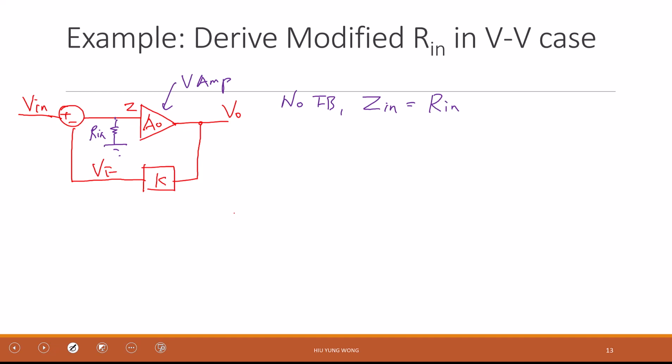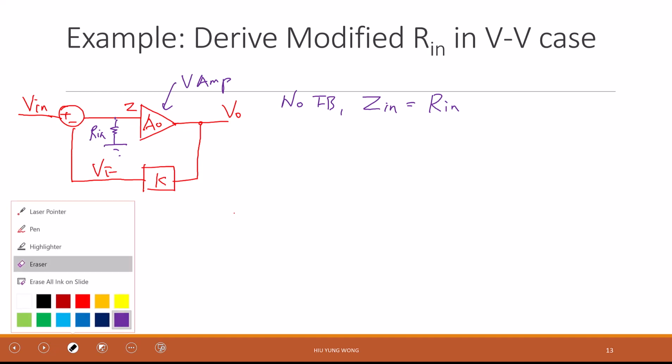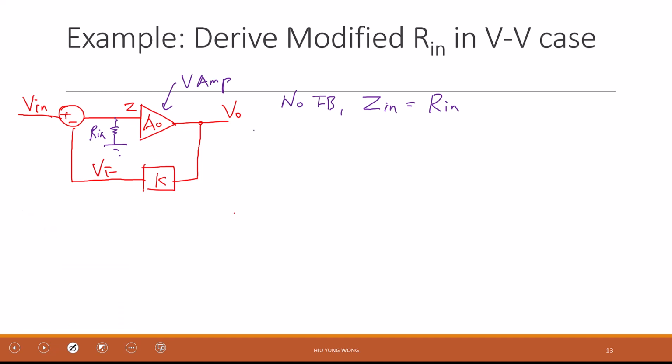Okay. Now, what if there's feedback? Then let's find the current. How do you find that? Find the input impedance. What is the definition again? What is the definition of input impedance?